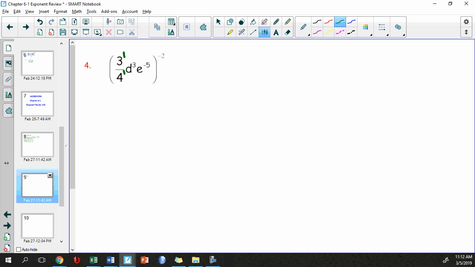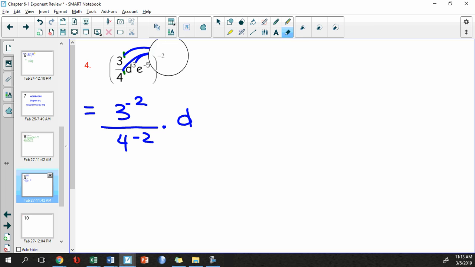Now, what am I going to do with the -2 exponent on the outside? You are going to distribute it into every single power on the inside. And what operation are you doing? Multiplication. So this is going to give you 3 to the first times -2 gives you what? 3 to the -2 over 4 to the -2 times d to the -6 times e to the 10th.